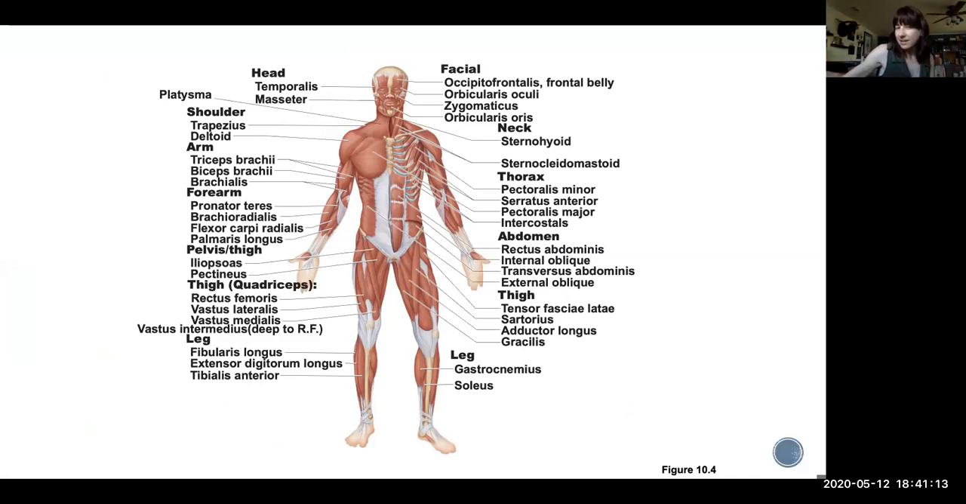So do that. And then if you're really freaked out by any particular groups, the upper legs and the lower arms are really the most weird and complicated.